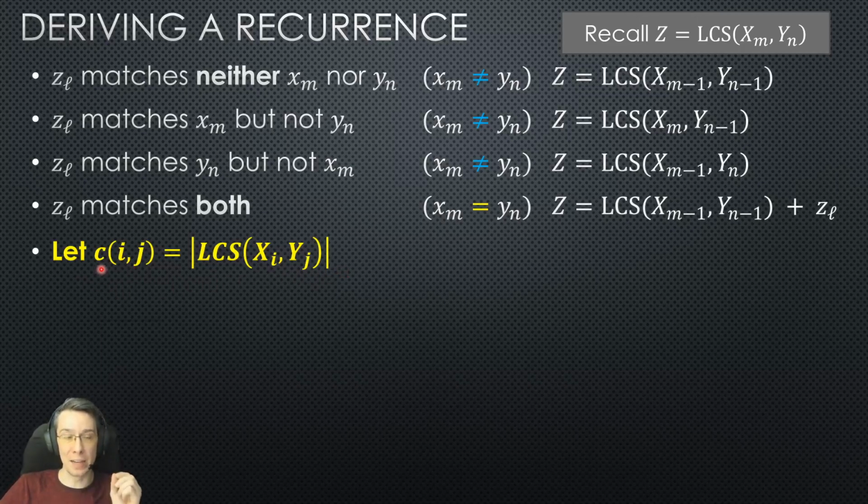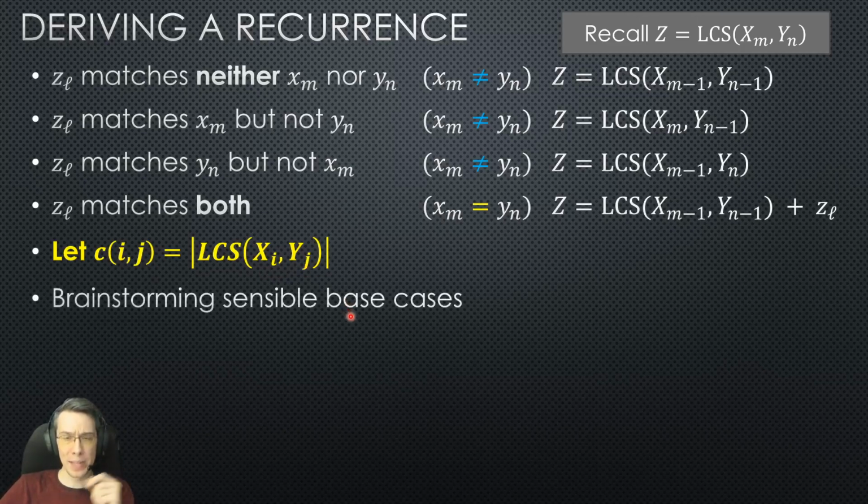So the meaning of Cij that we're trying to compute here is the length of the LCS of Xi and Yj. Now let's brainstorm a sensible base case here. So Cij, well, what values of i and j would make sensible base cases? Remember, Xi and Yj are the prefixes of X and Y of lengths i and j respectively. Well, what about a prefix of length 0?